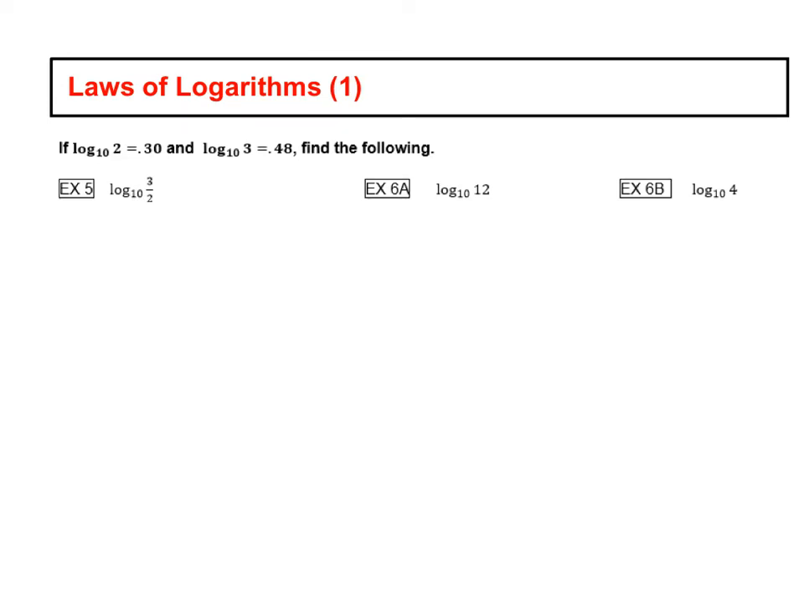So in our intro video, we saw our 4 laws of logarithms that we're going to focus on in this lesson. Now what we're going to do is apply those to examples where we're given some information. In the first one, we're told that log base 10 of 2 is equal to 0.30, and log base 10 of 3 is equal to 0.48. So our goal is to get these simplified down to a log base 10 of 2 and a log base 10 of 3.